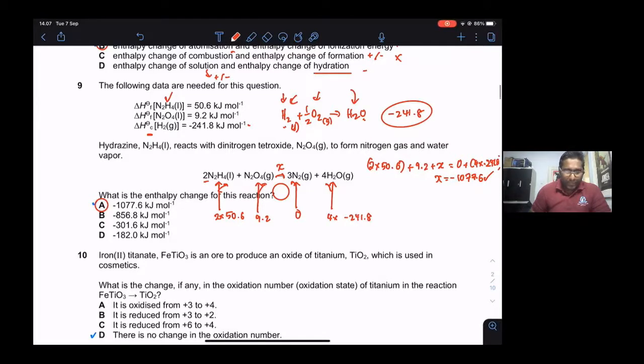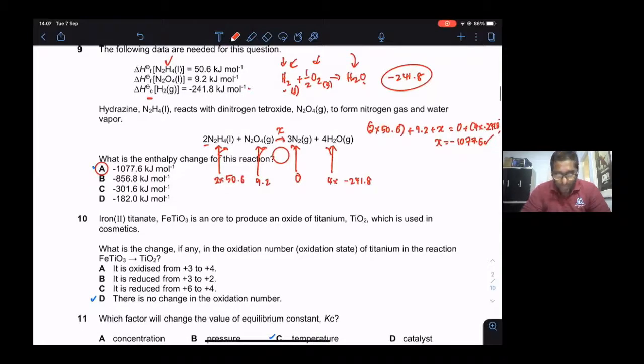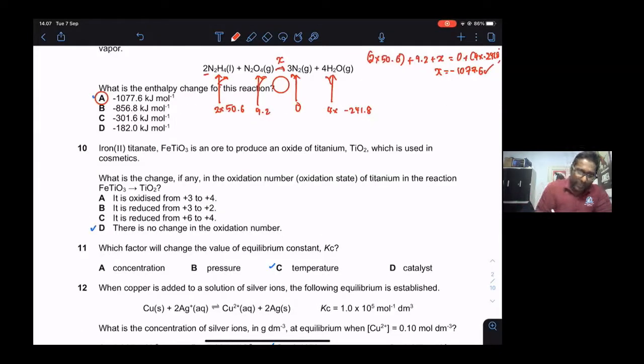Now, next question, number 10. In order to do this question, it's quite simple actually. So this is going to be iron 2. The trick to do this is to use this iron 2. Iron 2 is Fe2 plus, therefore I know TiO3 must be 2 minus. So I can calculate the oxidation number of titanium. X plus 3 times negative 2, negative 6, equals negative 2. So I will get X equals negative 2 plus 6, I'll get plus 4.